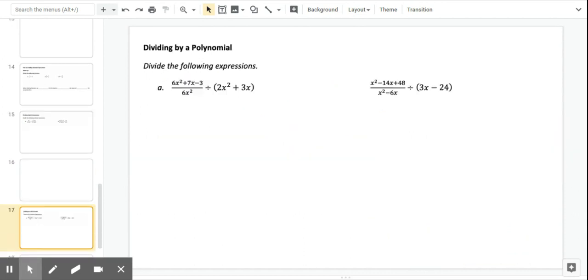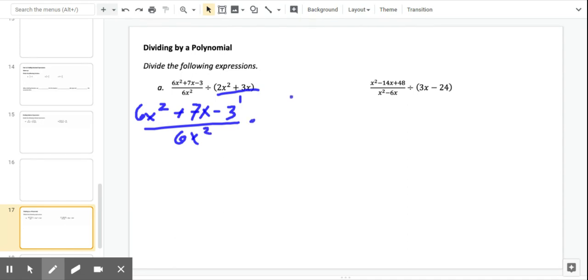So we've got 2 more examples. This time we're dividing by a polynomial. So the only thing that's different about this is that you need to put this over 1. That's it. So now that we've done that, it's the same type of problem. So you do keep change flip because it's division. So 6x squared plus 7x minus 3 over 6x squared. Keep the first fraction, change to multiplication, and flip the second fraction.